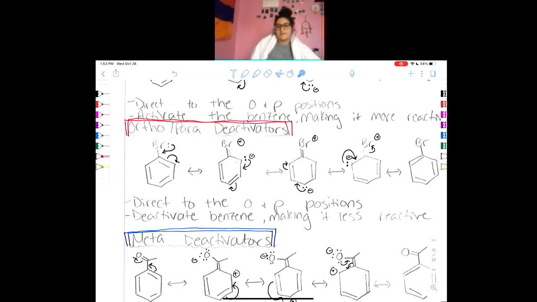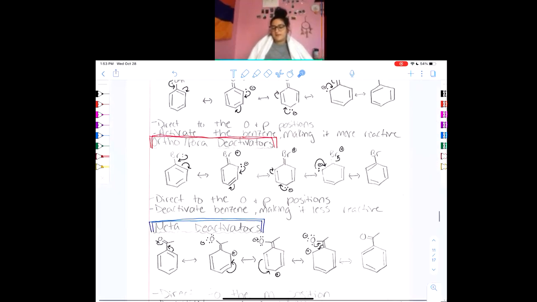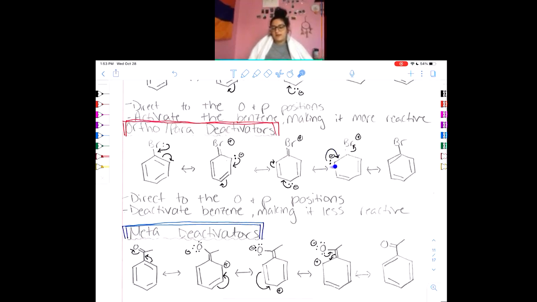And I'll say that one more time because I said it kind of fast. When you do the resonance, it will direct ortho and para because it will act like an alcohol with those extra lone pairs. But overall, halogens are withdrawing groups, so that's why it will be a deactivator. And it'll be ortho para because it directs ortho and para. That's where the negative charges are.